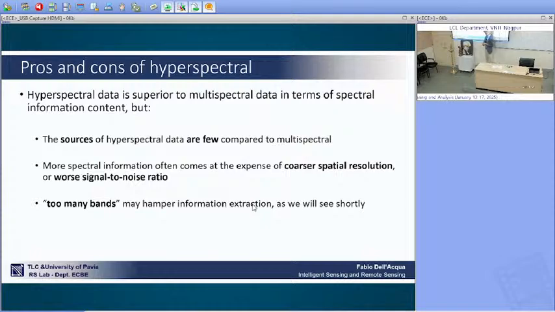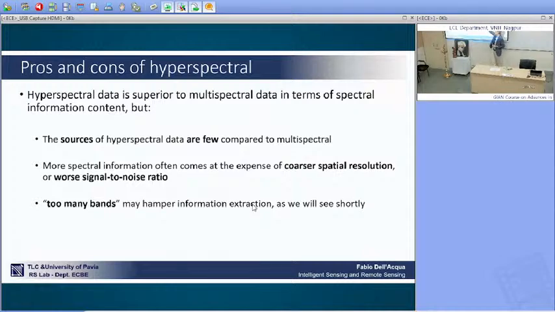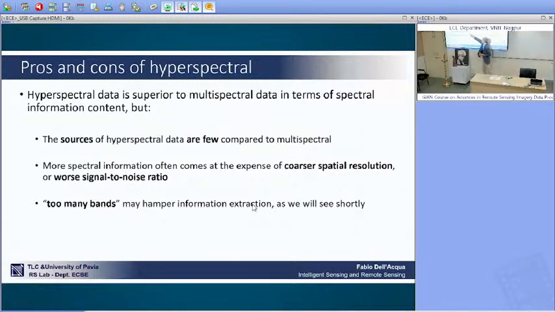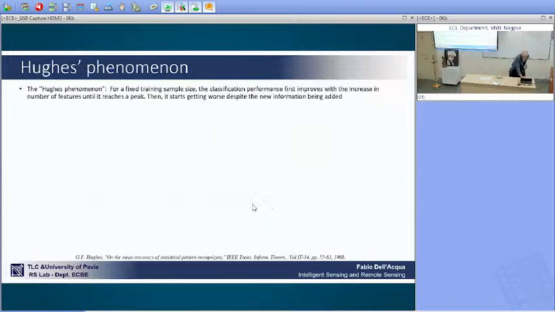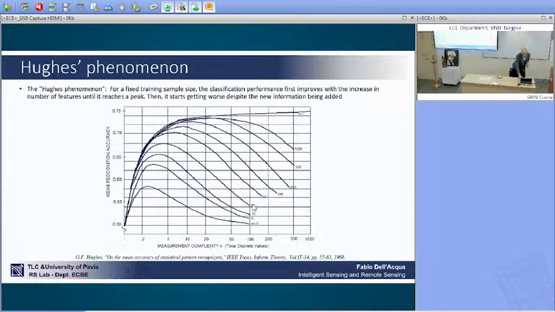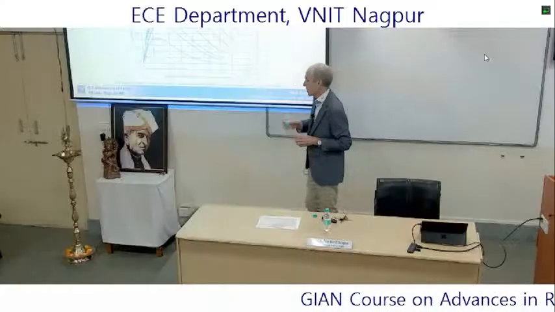If you think of it, you have plenty of multispectral data available. Not so for hyperspectral. Plus, the resolution is coarser, and the quality of data is lower. Plus, last but not least, too many bands may hamper information extraction. So let me point out what happens here. It's the so-called Hughes phenomenon, which I briefly mentioned during one of the lectures.